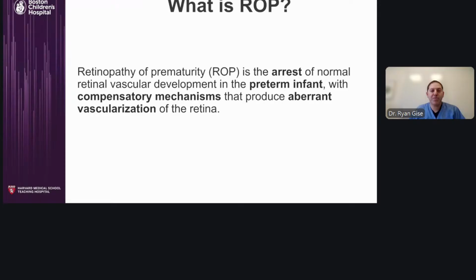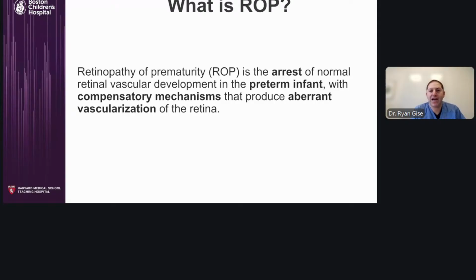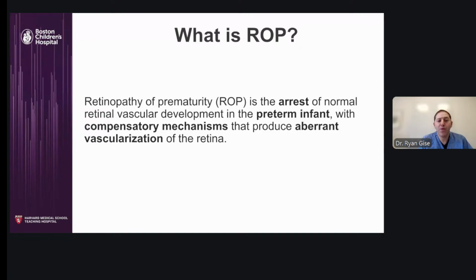I think it's always important to start with what ROP is, because the pathophysiologic underpinnings of it really kind of dictate how we screen and treat these patients. So it's the arrest of normal vascular development in the preterm infant with compensatory mechanisms that produce aberrant vascularization of the retina or neovascularization of the retina that can lead to blindness.